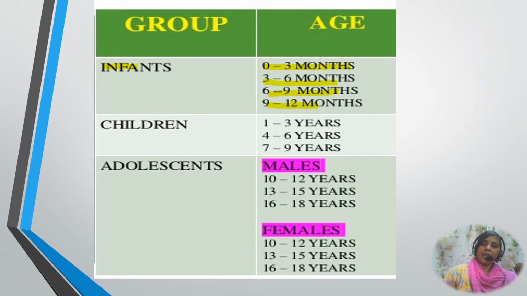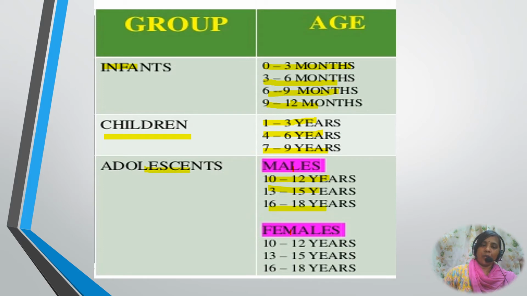Then above 1 year, it is the requirement of children, and 1 to 3 years is one group, 4 to 6 years is another group, and 7 to 9 years is another group. So here the requirement of all the nutrients keeps on varying with the growth. And in adolescence, from 10 to 12 years, again there is a difference in sex, male and female are taken separately. For males the requirement will be different from females. Then 13 to 15 years, then 16 to 18 years.